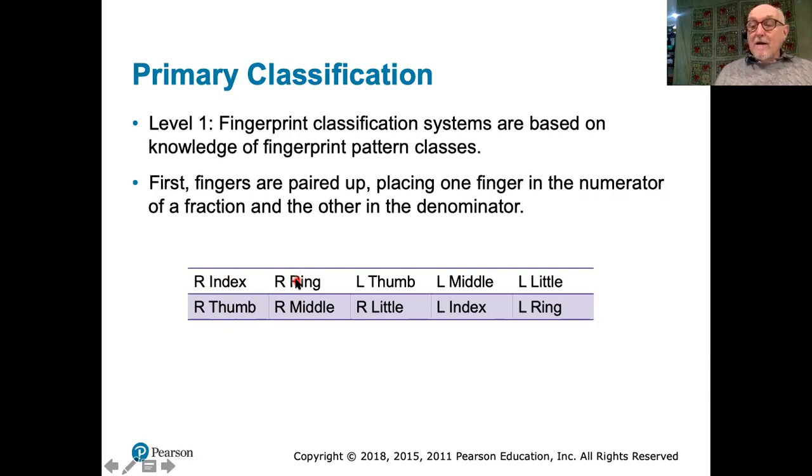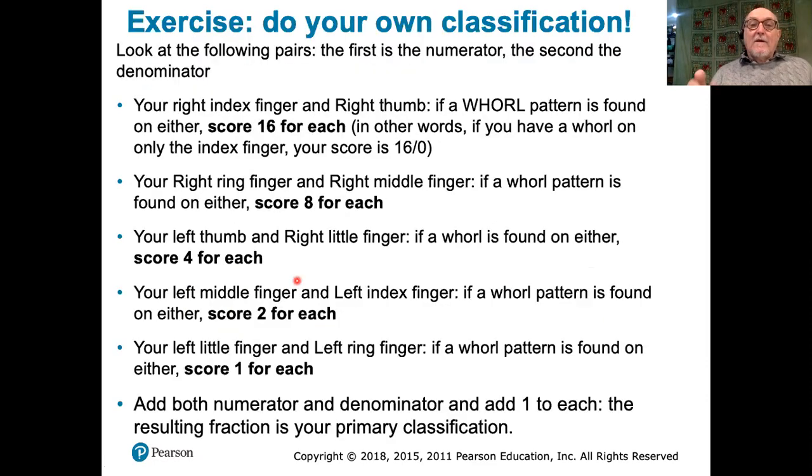To the right ring finger. So your right ring finger there, and your right middle finger there. Numerator, denominator. If you have a whorl on either of those, it's 8. So 8 for that pair.